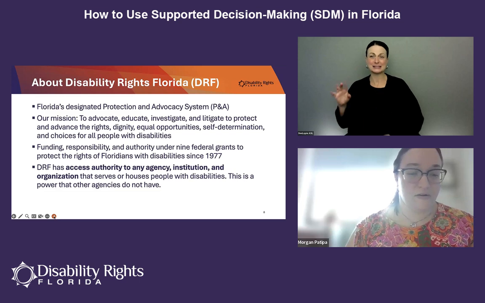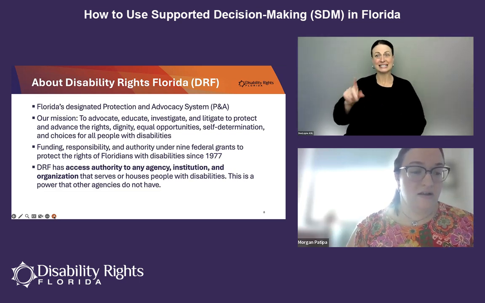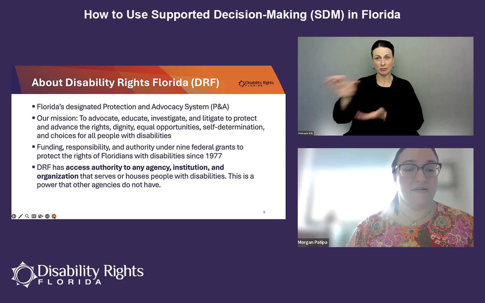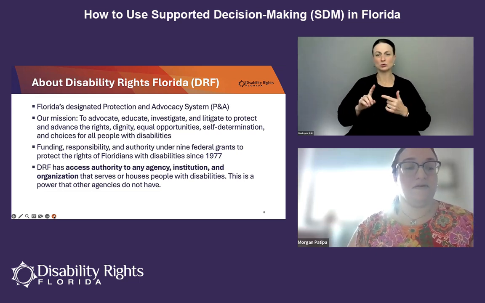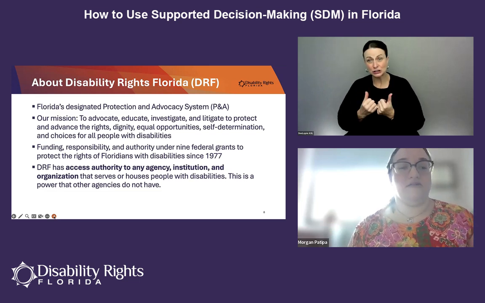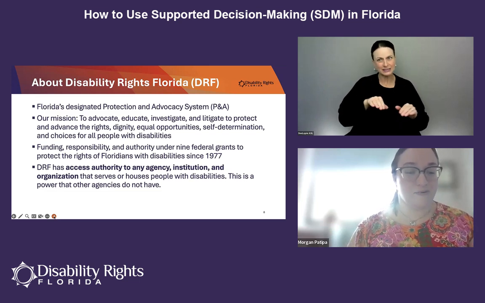We are funded under 9 federal grants, and we do have access authority to any agency, institution, and organization that serves or houses people with disabilities. And this is a power that other agencies do not have, which is pretty unique.